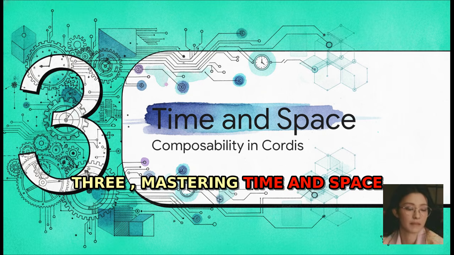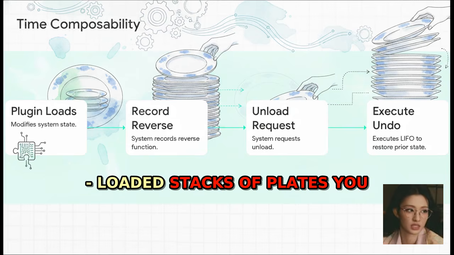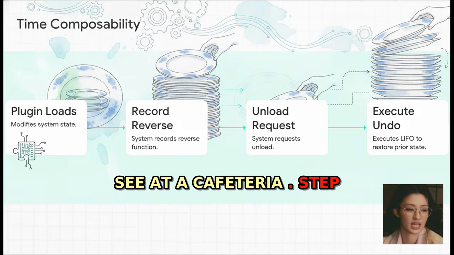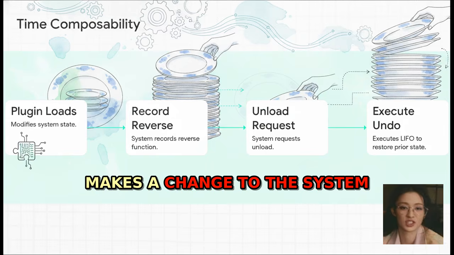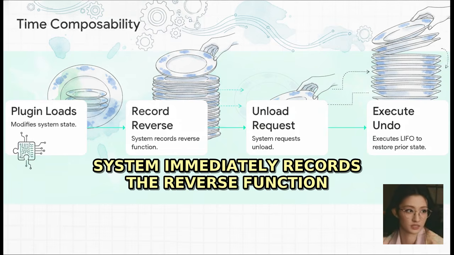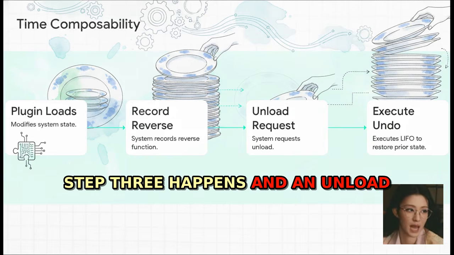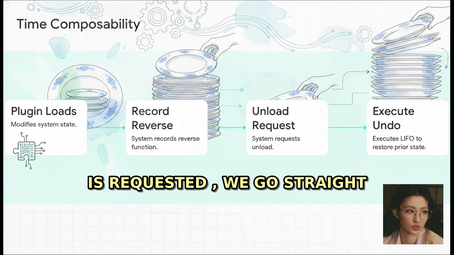Section 3. Mastering time and space. Let's look at time composability first. Think of this like one of those spring-loaded stacks of plates you see at a cafeteria. Step 1, a plugin loads and makes a change to the system state. Step 2, the system immediately records the reverse function for that change, like putting a new plate right on top of the stack. Then when step 3 happens and an unload is requested, we go straight to step 4.